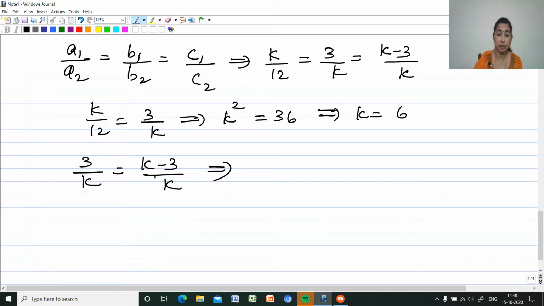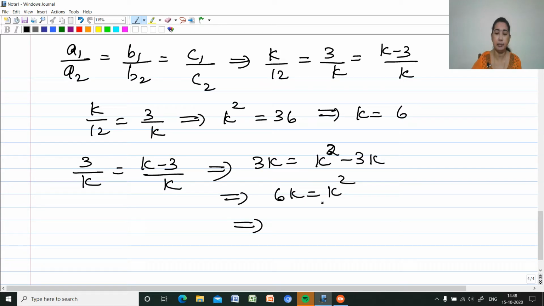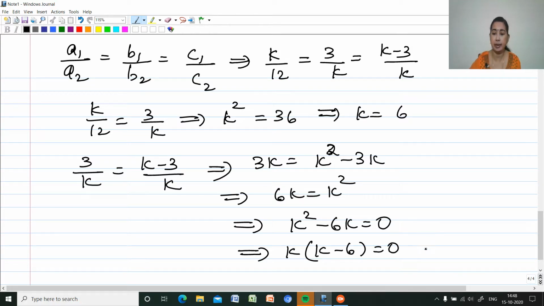Or if you are cross multiplying, 3k is equal to k square minus 3k, or 6k is equal to k square, which can be written as k square minus 6k equal to 0. k is common, so k times (k minus 6) equal to 0. This means that either k is equal to 0 or k equal to 6. So two values are there for k: either k can be 0 or k can be 6.